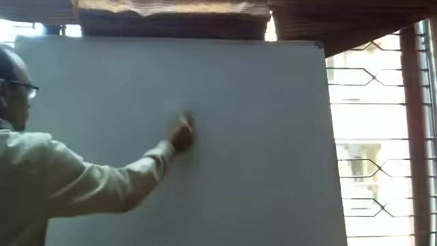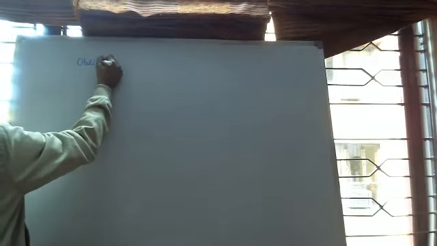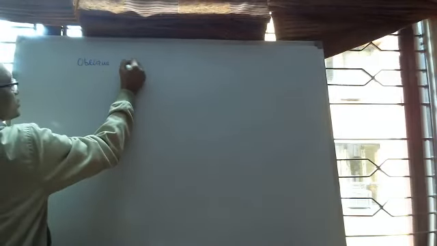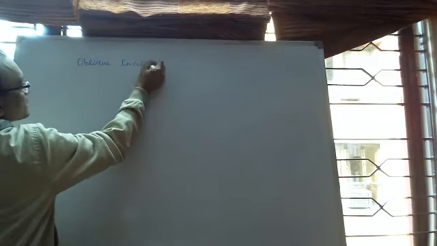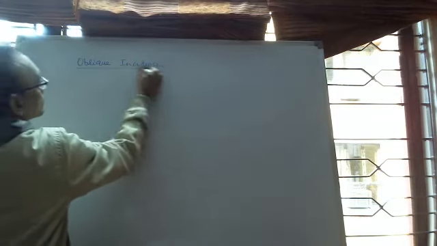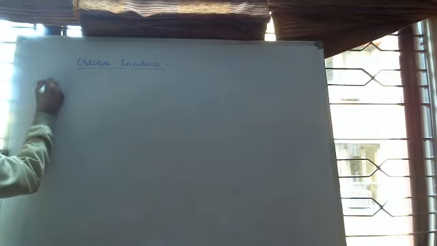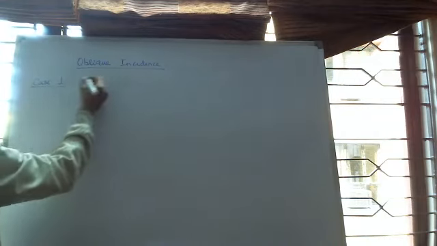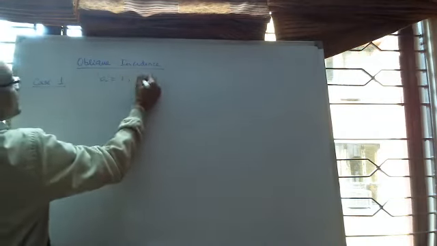अब oblique incidence. What's a normal incidence था? Oblique incidence. उसमें case 1 say absorptivity is 1, reflectivity is 0.